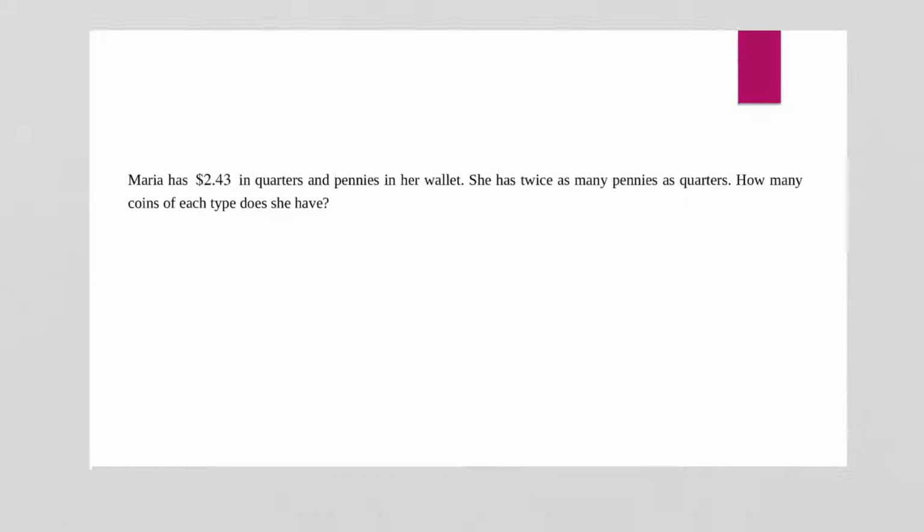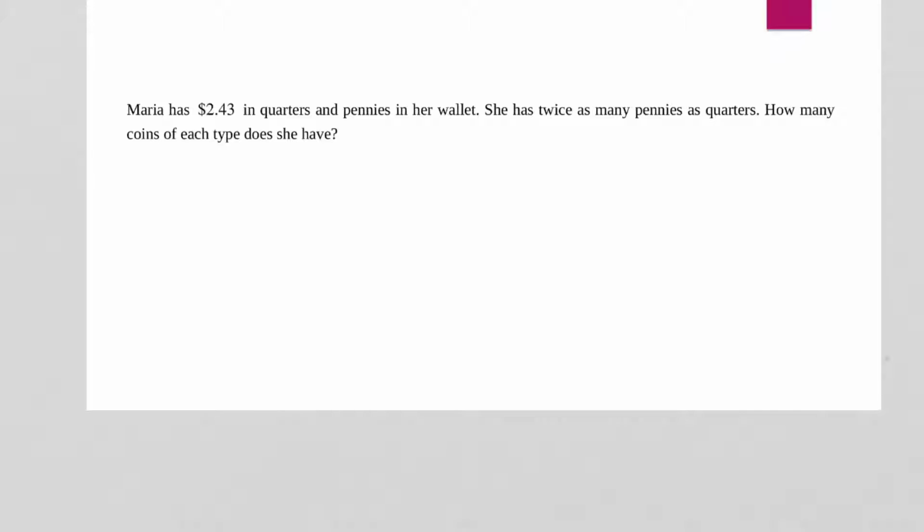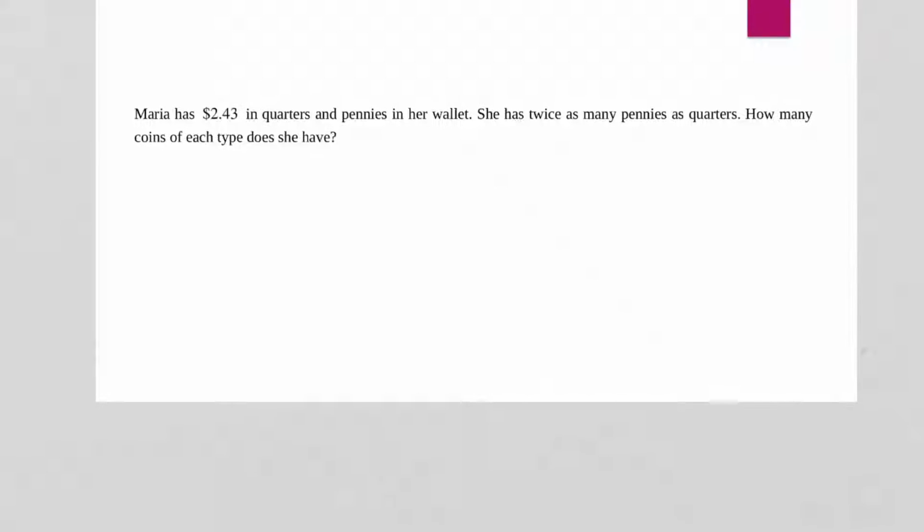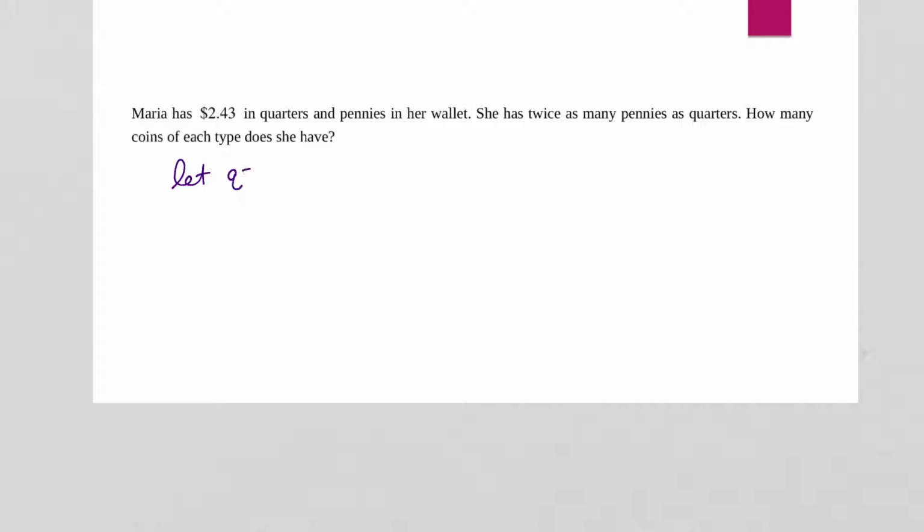Alright, so Maria has $2.43 in quarters and pennies in her wallet. She has twice as many pennies as quarters. So, as we all have in our wallets, we have more pennies than anything else. How many coins of each type does she have? Alright, so we're dealing with two different kinds of things, pennies and quarters. So I'm going to let Q equal the number of quarters, and I'm going to let P equal the number of pennies.